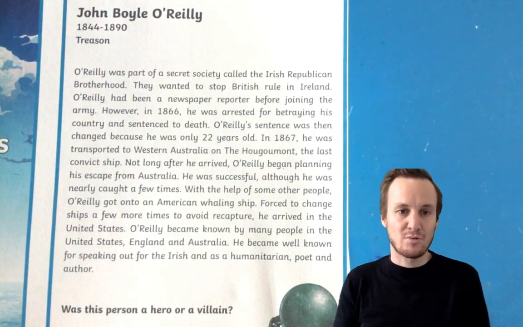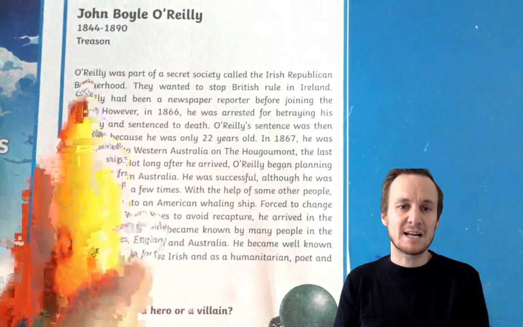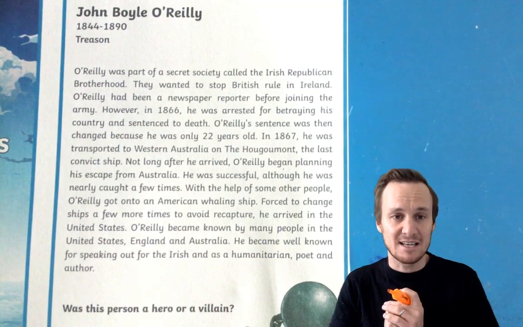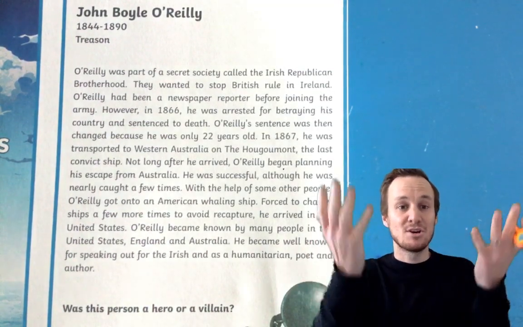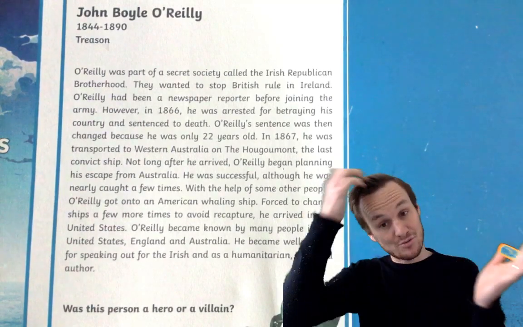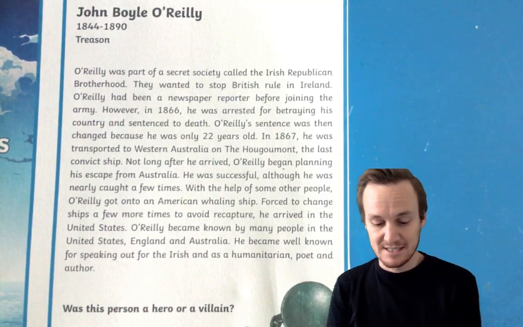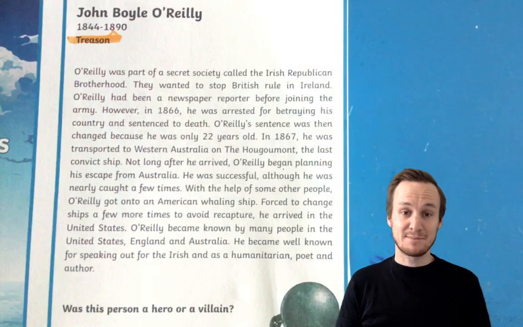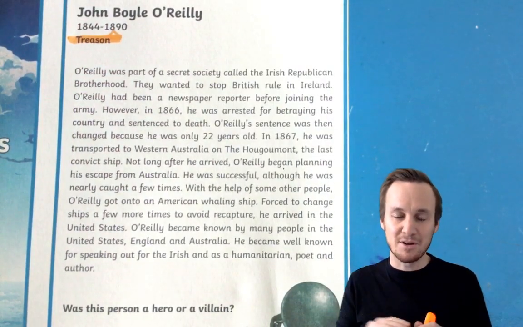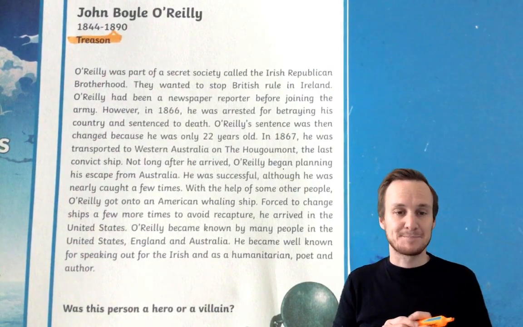So, O'Reilly was part of a secret society. Sorry, it looks like it's lagging. Before we start, we should go through his name. John Boyle O'Reilly, 1844 to 1890, on treason. Wow, treason. Actually, you know what? I'll highlight that because I reckon that's going to be important. If my text is a few seconds behind, I do apologize. This is just something I'm trying out.